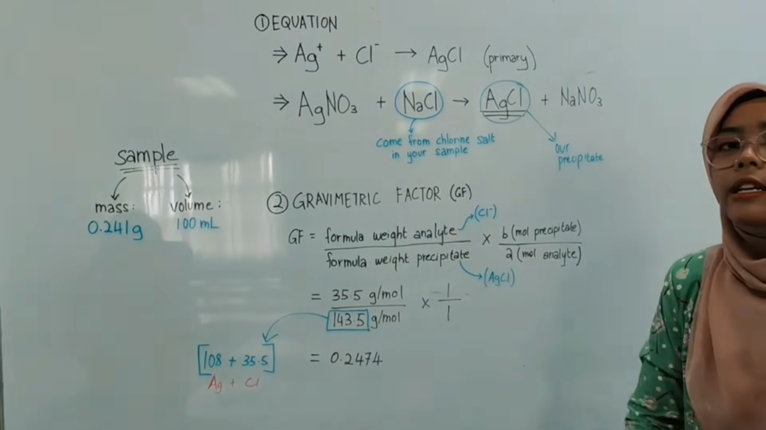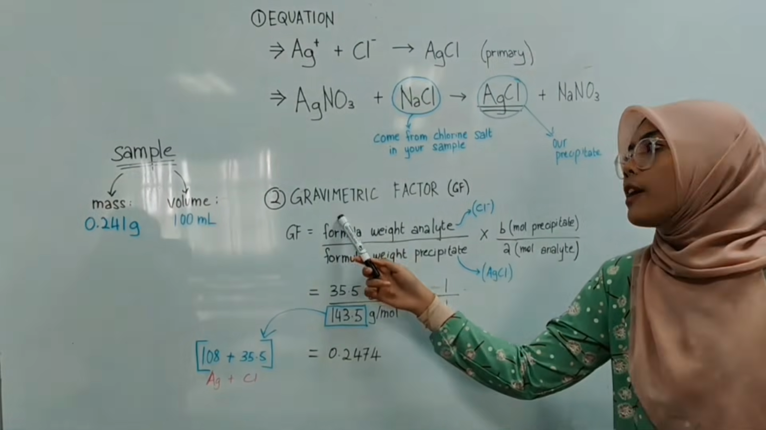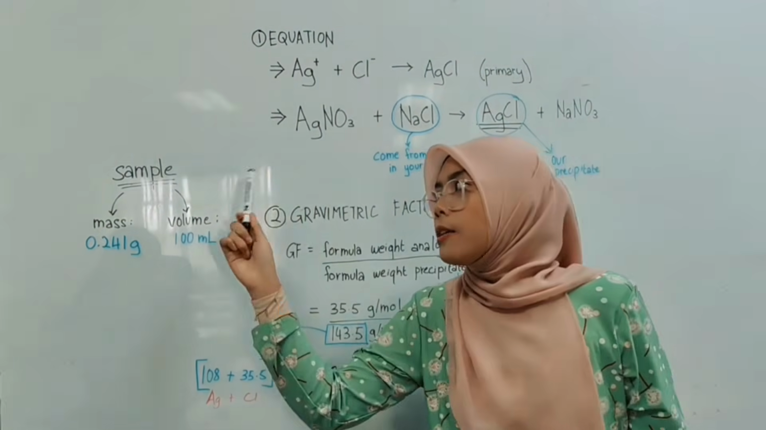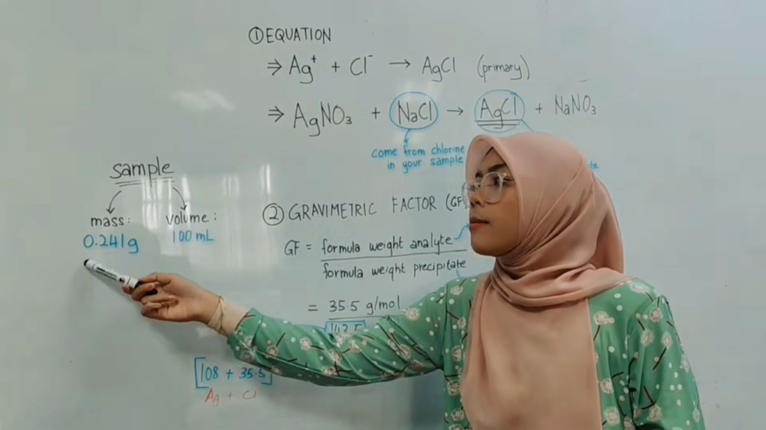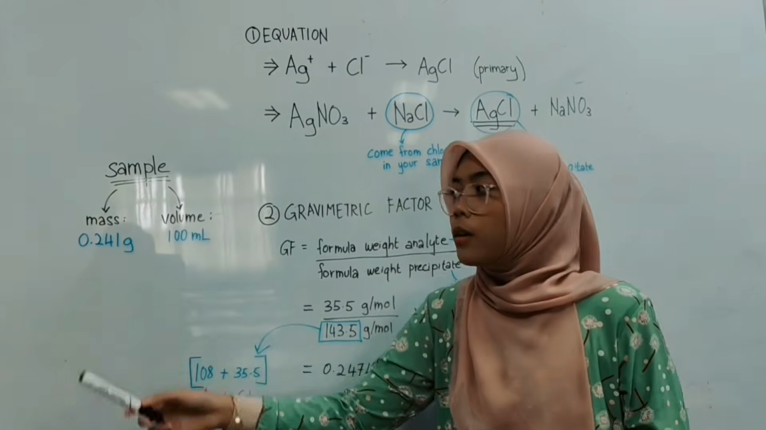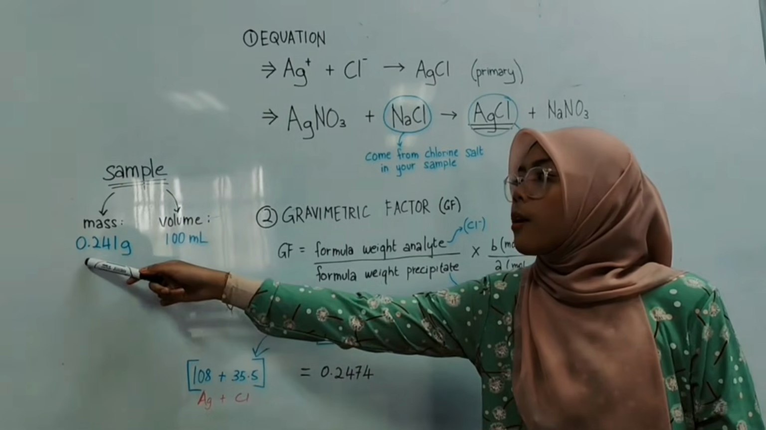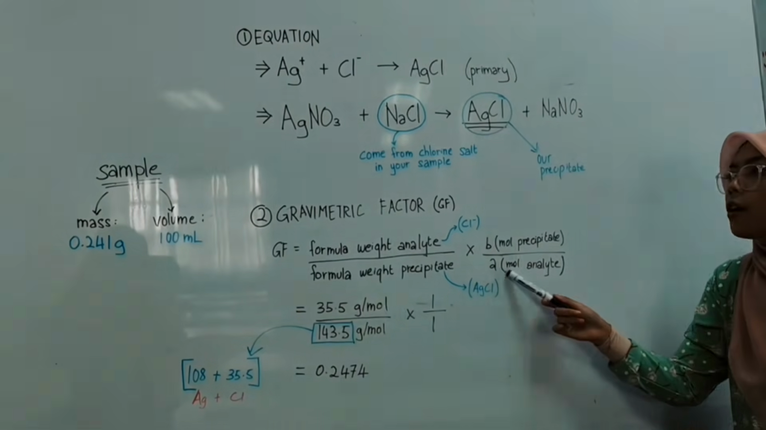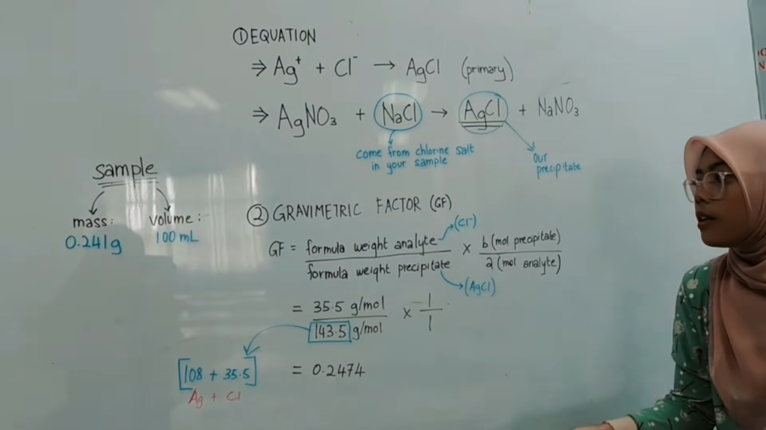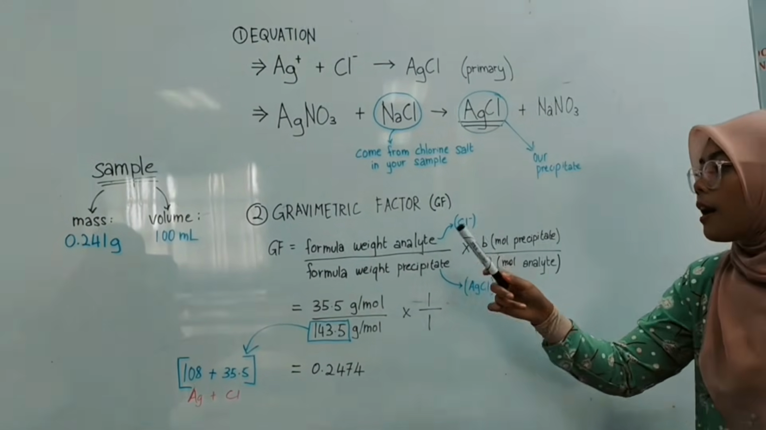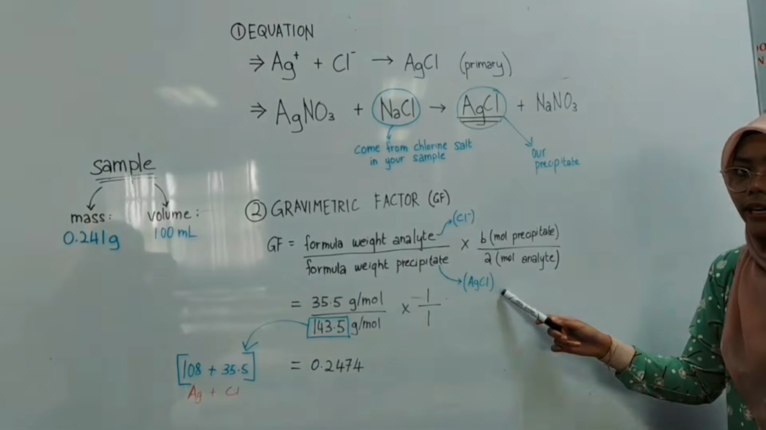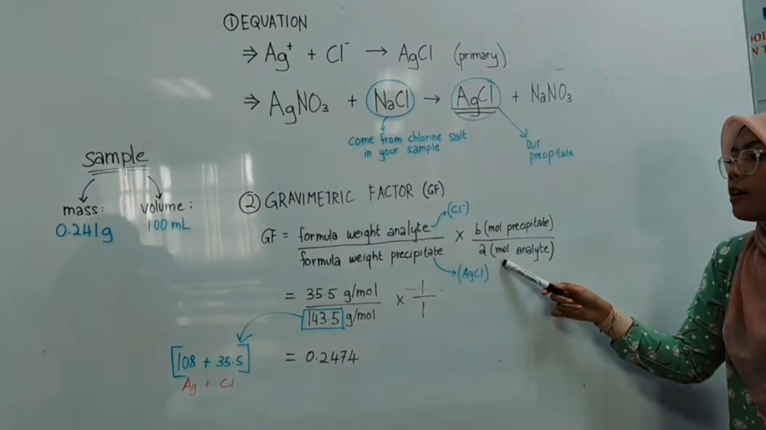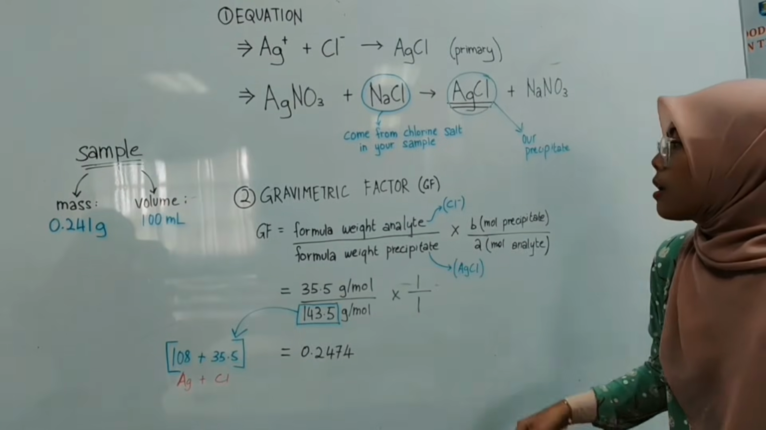So after we write the equation, the second step is we need to find the gravimetric factor of Cl-. So for example, our sample, we got the mass 0.241 gram. This 0.241 gram comes from 100 ml of volume. So this is the formula of gravimetric factor. Our analyte is chloride ion and our precipitate is silver chloride. We need to multiply this with the mole of precipitate and mole of analyte.